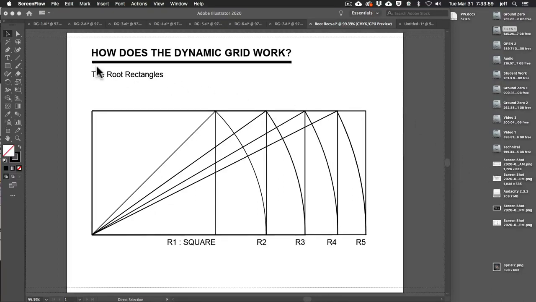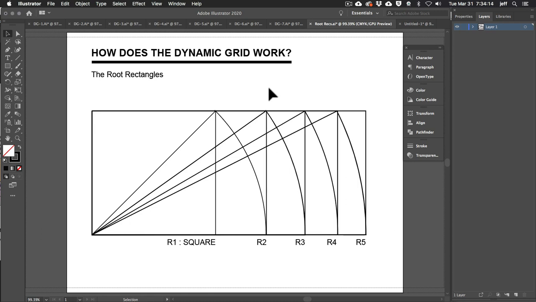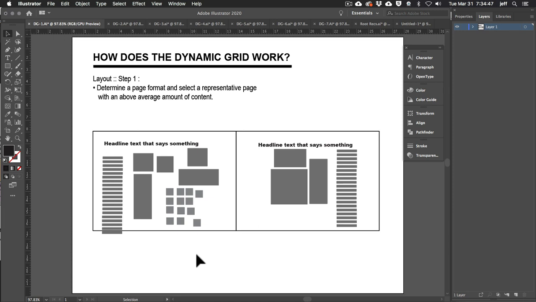All right, so how does this dynamic grid thing actually work? For this demo, we're going to stick with the root rectangles. Say you're designing a complex multi-page document, and you're going to have many spreads in this document. And so you have to figure out how you're going to lay this all out.